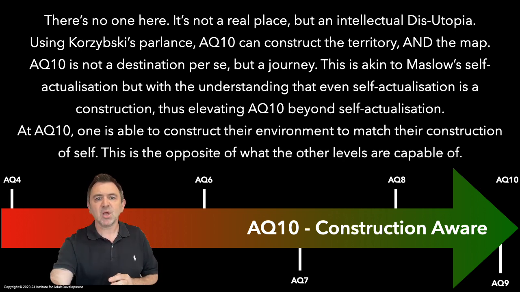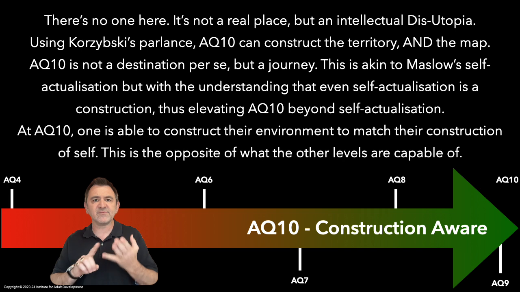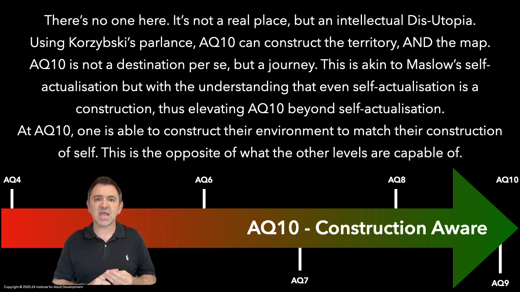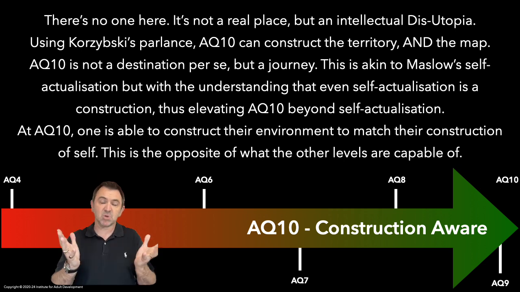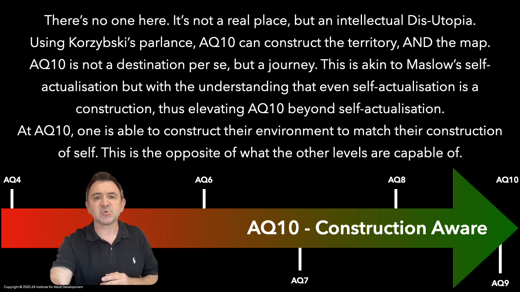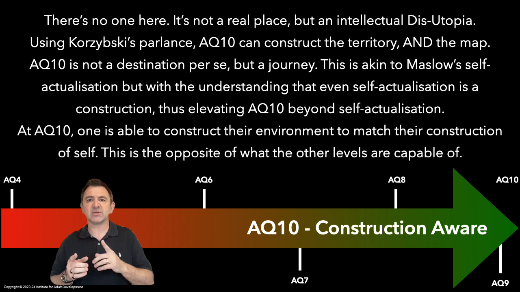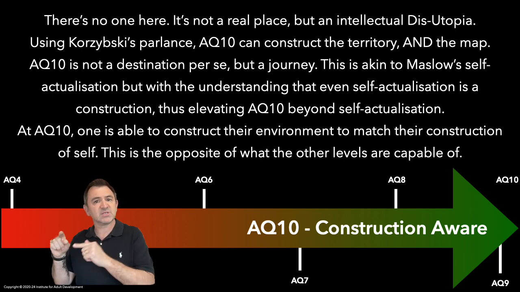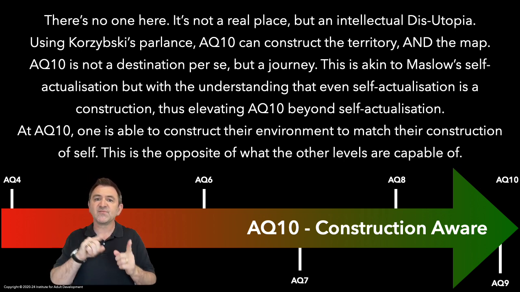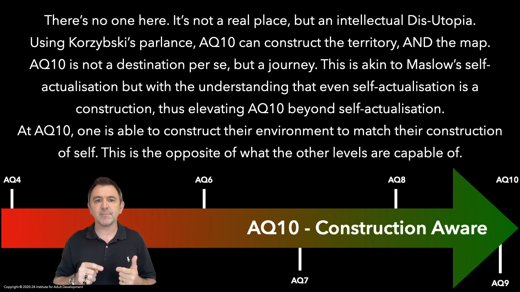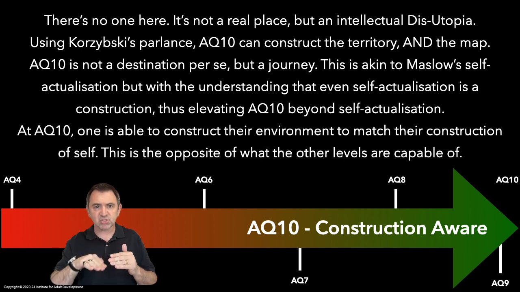At AQ10, one is able to construct their environment to match their construction of self. And this is the opposite of what the other levels are capable of, although some recognize that stages are indeed constructs and thus meaningless. To add to this perspective, once an AQ10 person constructs their environment to suit their construction of self, their construction of self becomes fluid enough to adapt in the moment to the changing needs of the constructed environment.